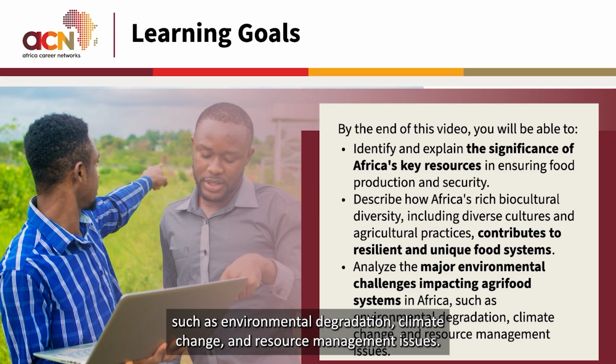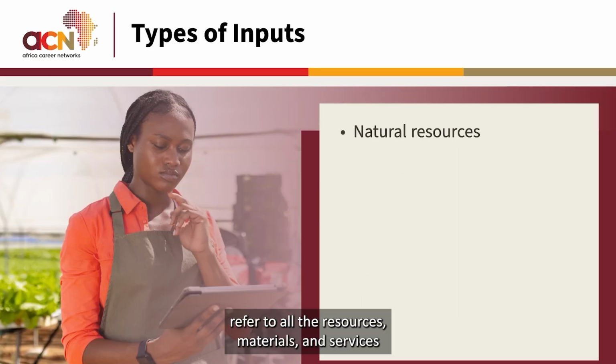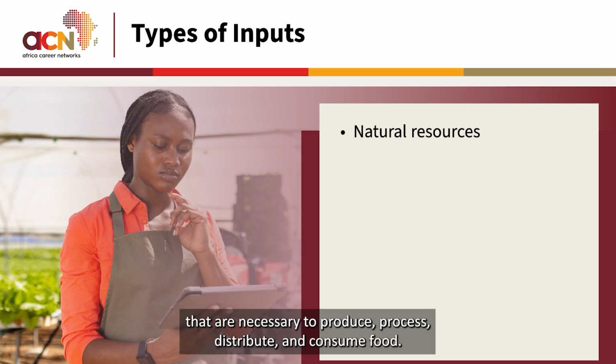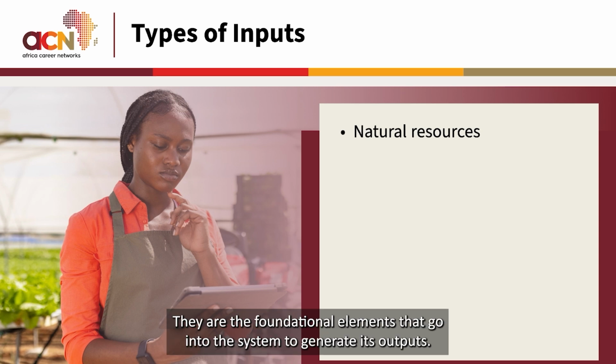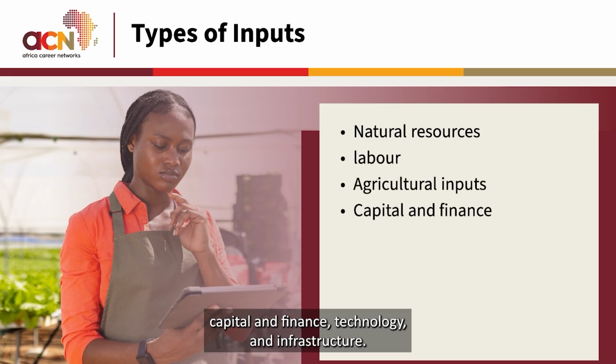and resource management issues. In the context of agri-food systems, inputs refer to all the resources, materials, and services that are necessary to produce, process, distribute, and consume food. They are the foundational elements that go into the system to generate its outputs. They include natural resources, labor, agricultural inputs, capital and finance, technology, and infrastructure.